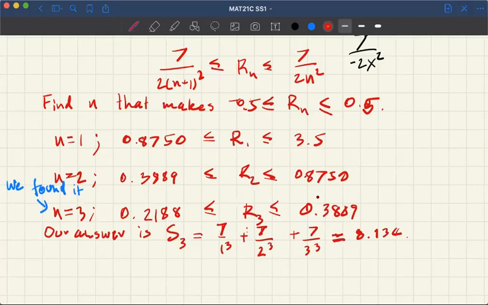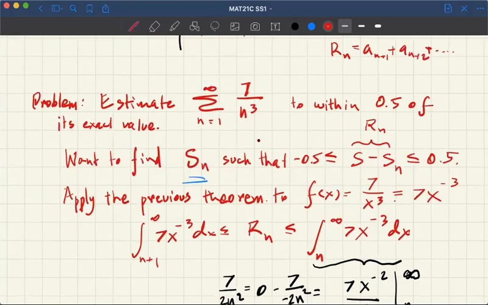Yeah, there is a homework problem that is similar to this. It's actually the exact same function, but I want you to estimate it closer than this. The idea is the same thing.